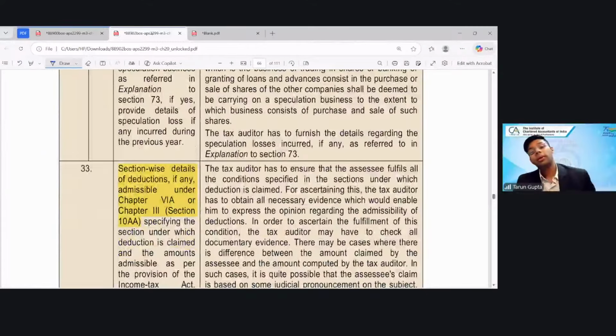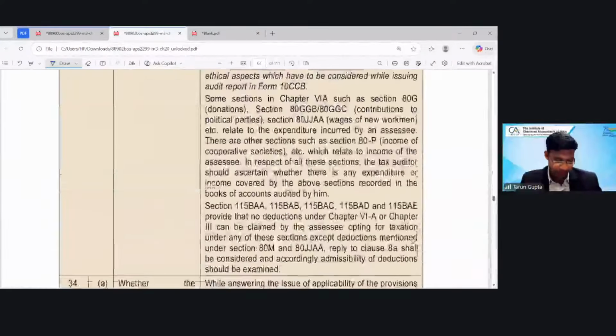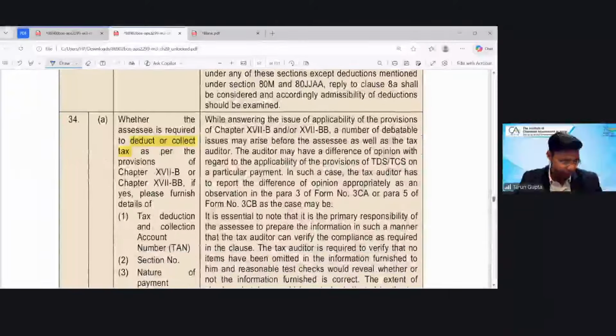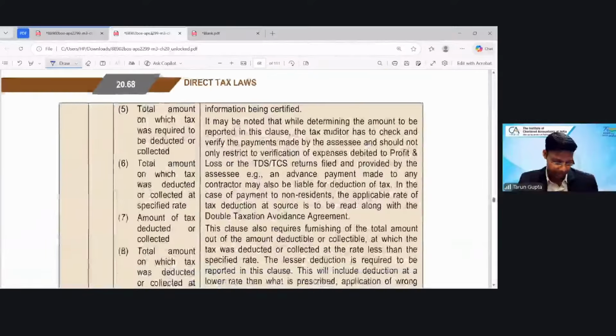Clause 33 provides that the amount of deduction allowed to the assessee under each section, section wise, has to be stated by the tax auditor. Clause 34 in respect of TDS. So here the fact that whether the assessee is required to deduct TDS or collect TCS is to be stated. If yes, then the TDS return furnished and the amount on which tax has been deducted, whether short deducted or not. All these things have to be stated by the tax auditor.